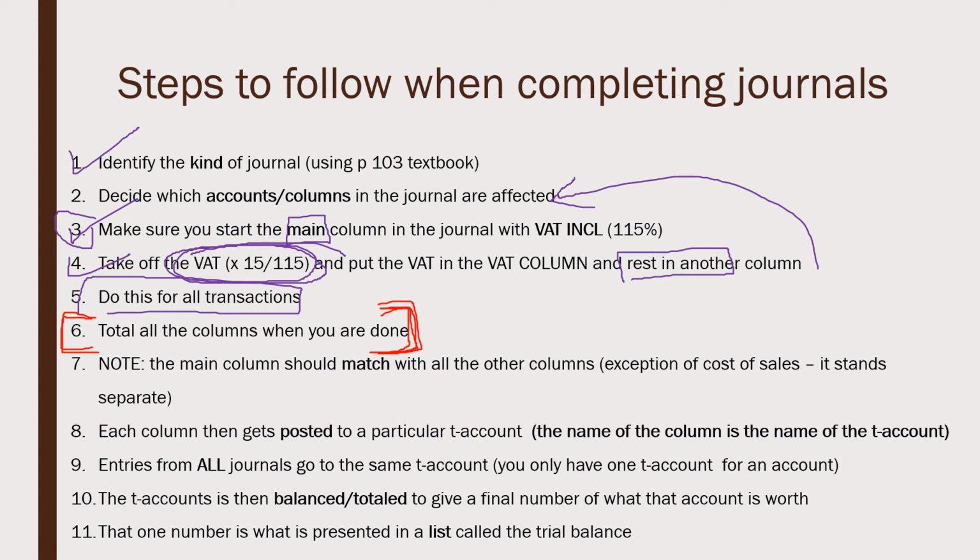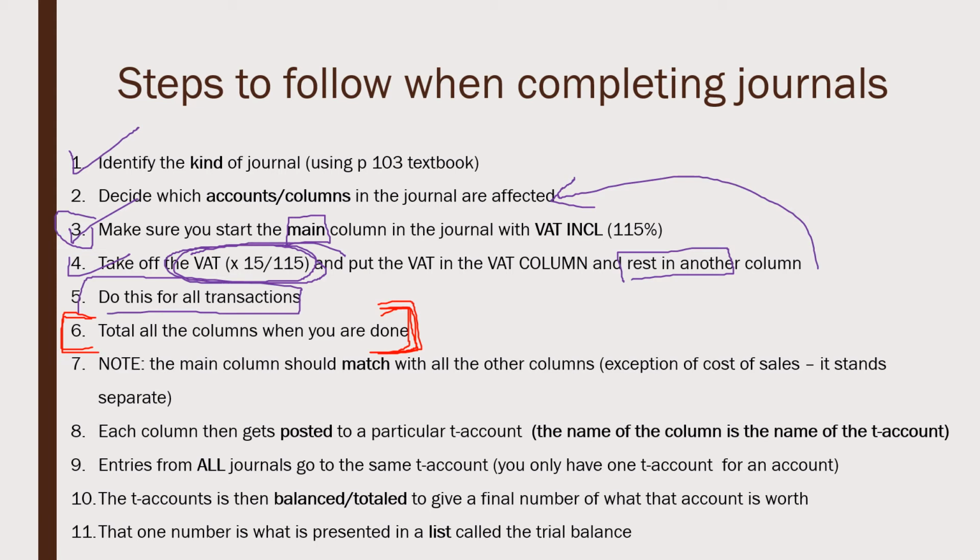So, I mentioned earlier, if you have 5 transactions in a journal, let's say 5 transactions in bank, totaling the columns gives you an indication of what is the total amount that bank increased with. And that's what you need for your T accounts. Okay, so number 6 is very important. Easy marks if you're doing it in an assessment. Total all the journal columns when you're finished journalizing the transaction.